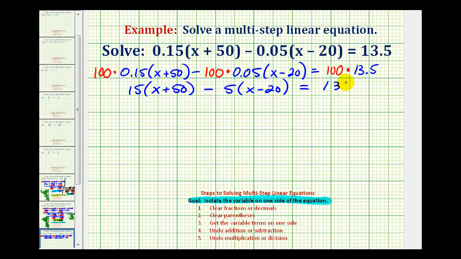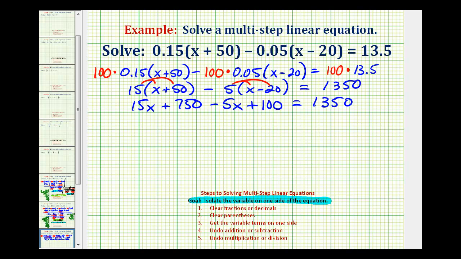have 1,350. The next step is to clear the parentheses, so we'll distribute here and here, as well as here and here. So we'll have 15 times x, that's 15x, plus 15 times 50, which is 750. And we have to be careful here because we're subtracting this product, so it's often helpful to think of this as distributing a negative 5. So negative 5 times x would be negative 5x, so we'll write minus 5x, and then negative 5 times negative 20 is positive 100, so I'll write plus 100 equals 1,350.